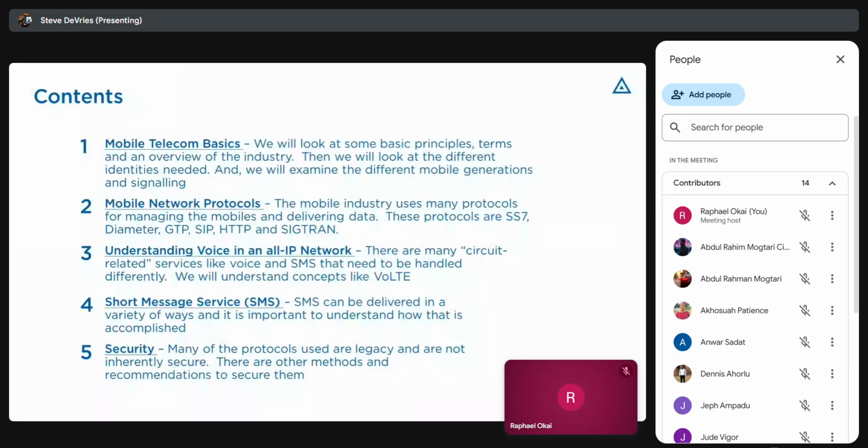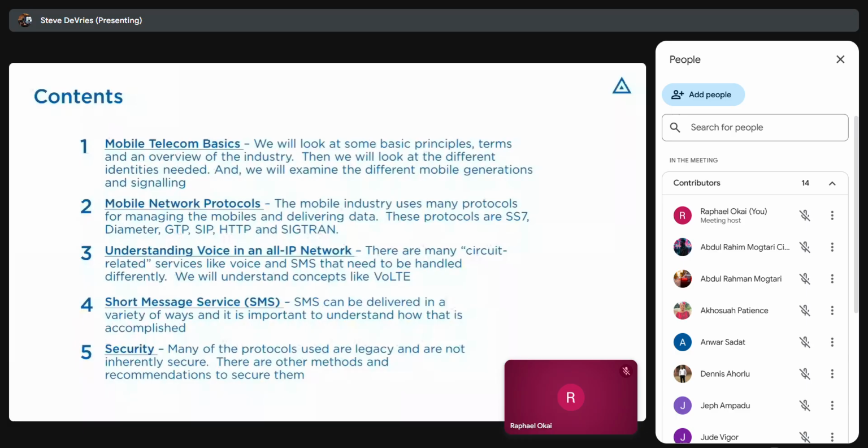So in SS7, these are the primary ones. There's Signaling System 7, there's Diameter, there's GPRS tunneling protocol, there's session initiation, and for fifth generation systems, HTTP, just internet type protocols, and signaling transport.